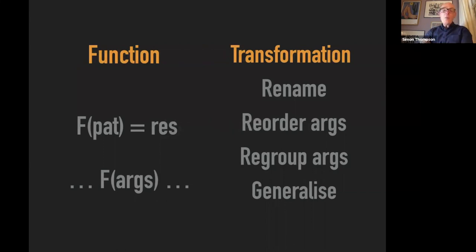And in fact, if we think of transforming definitions and applications, that allows us to capture a whole lot of different refactorings. By doing a traversal like that, we can do renaming, we can deal with reordering arguments, regrouping arguments, generalizing, adding an argument, or indeed removing an argument. All of those refactorings require us to traverse the definition and all the applications of that function.